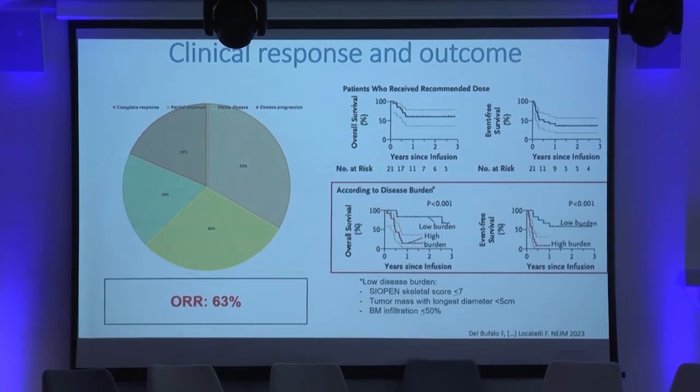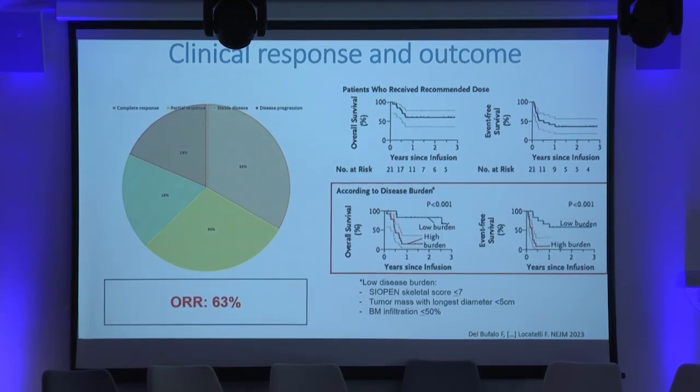What we found out is that when the patients were treated with what we called, at the end, the low disease burden, which was identified as a SIUPAN skeletal score of 7 or below, or a tumor mass with the longest diameter below 5 centimeters, or an infiltration in the bone marrow below 50%, the survival curves that you can see now are higher than the patients treated with what we call a high disease burden. And this means that the moment at which we administer CAR T cells and the burden of the disease is really important to drive the function of the CAR T cell.